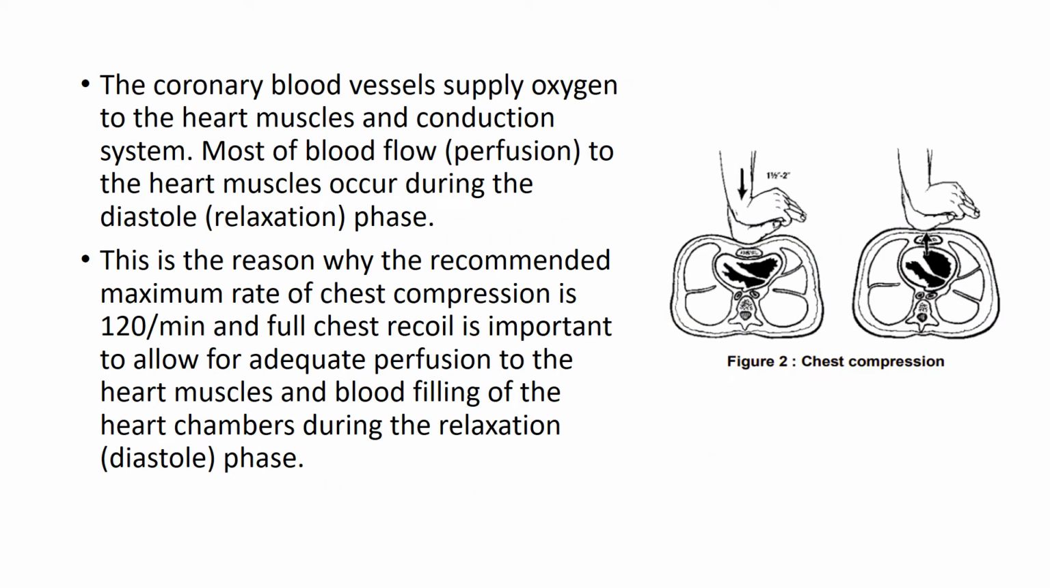The coronary blood vessels supply oxygen to the heart muscles and conduction system. Most of the blood flow, meaning the perfusion, to the heart muscle occurs during the diastole or relaxation phase. So this is the reason why the recommended maximum rate of chest compression is 120 per minute and full chest recoil is important to allow for adequate perfusion to the heart muscle and blood filling of the heart chambers during the relaxation phase.